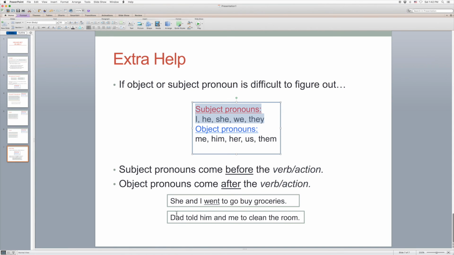And if we look at our other example, Dad told him and me to clean the room. What is the action? If you could figure out that told is your action, but you're not quite sure if this is right, just look. Does your pronoun placement come before or after the verb or the action? It comes after. Told, him and me. Him and me is after told. So since it's after, you should be choosing object pronouns out of these choices.